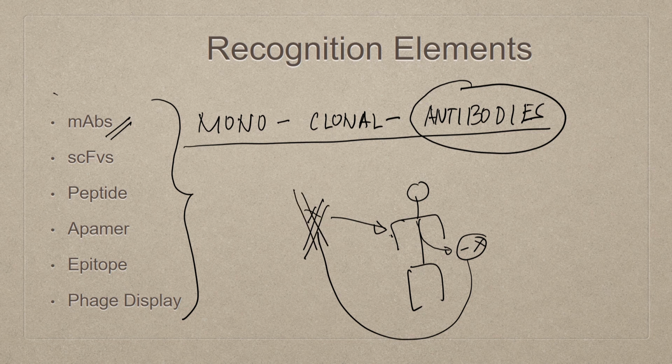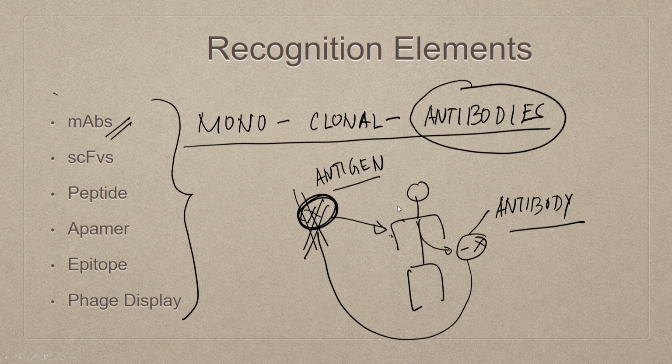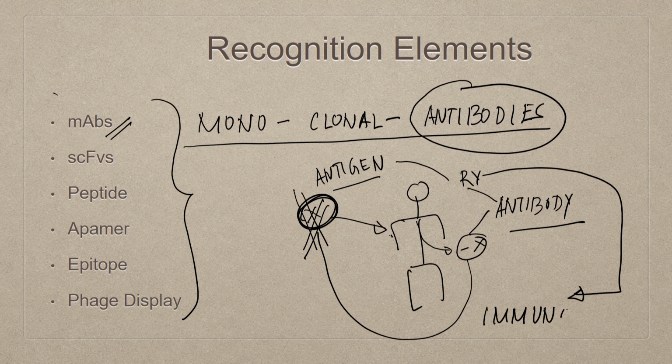So this minus X, which is generated by your own body, is called antibody. And this X, which is injected or got into your body, is called antigen. And this whole orchestra of antigen antibody reaction is the whole field of immunology.